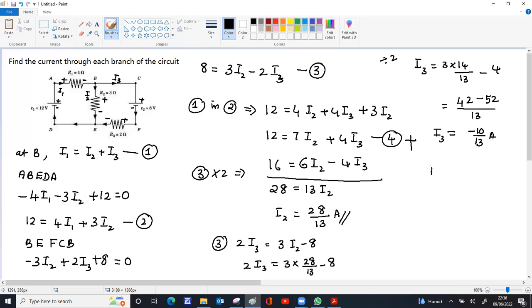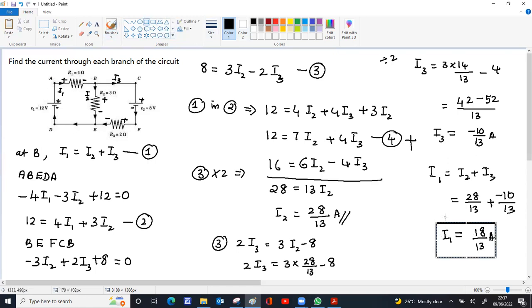Now I1 is equal to I2 plus I3. So I2 is 28 by 13, I3 is minus 10 by 13. So together it becomes 18 by 13. That's for I1. So these are the currents for I1, I2 and I3.